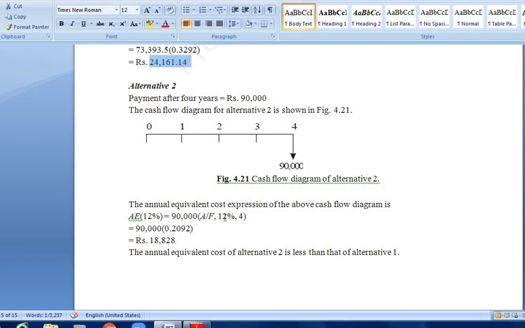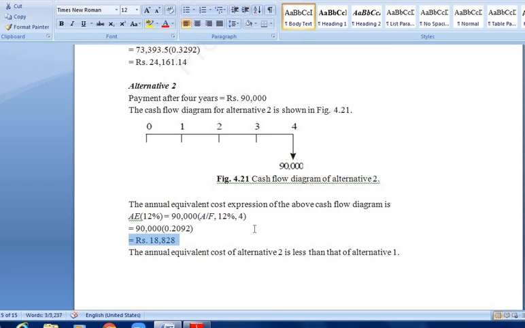So from the table get the value. Ultimately comparing 18,000 and 24,000, 2 is less, since this is cost dominated. Take the lesser value. The annual equivalent cost of alternative 2 is less than that of alternative 1. So 2 should be selected. So all the problems are easy.